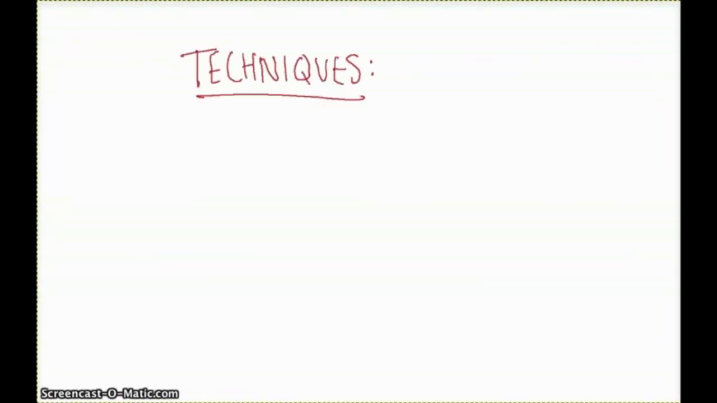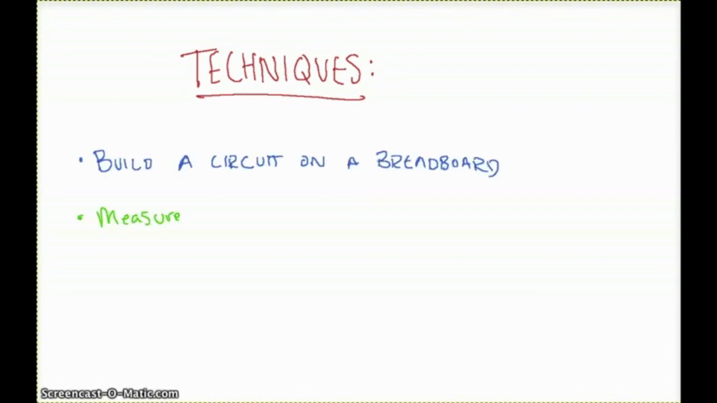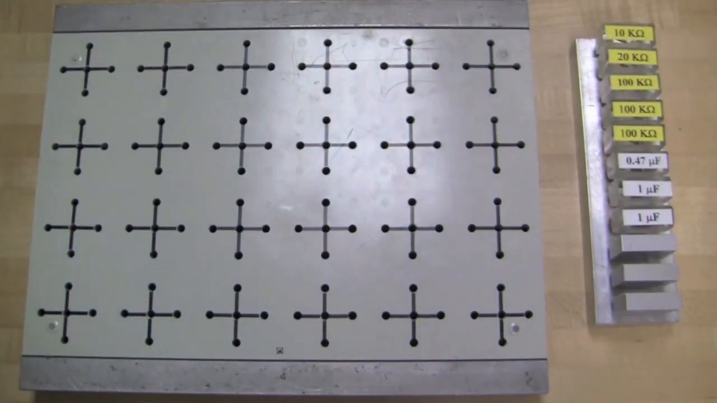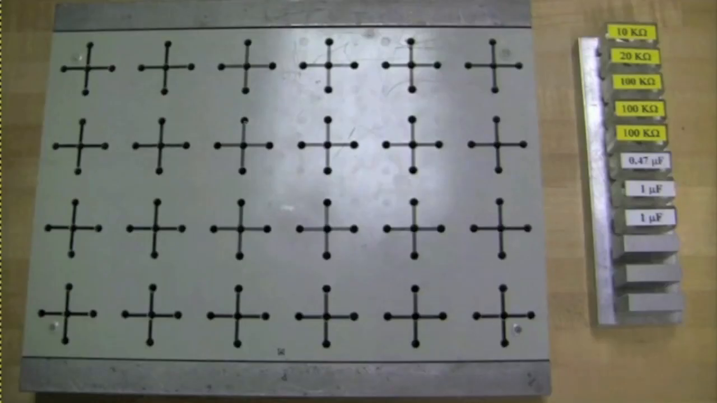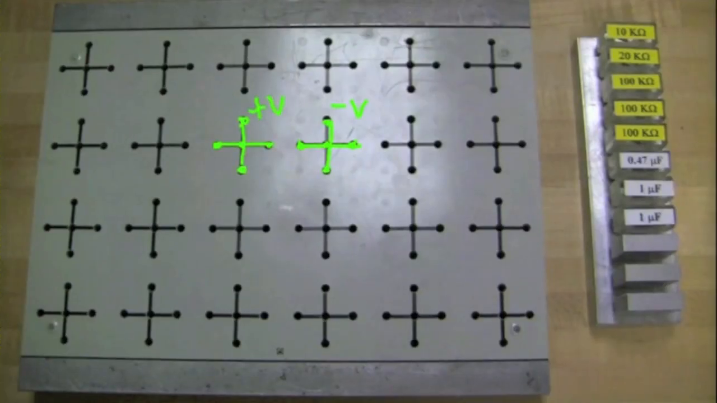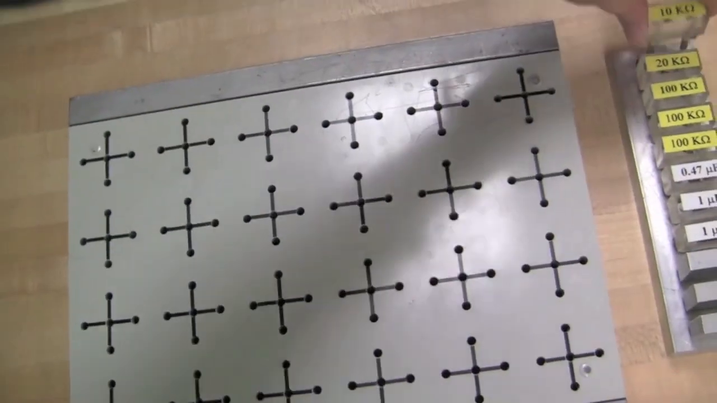To do this, we'll need to be familiar with a few techniques: how to build a circuit on a breadboard, how to measure voltages, and how to measure currents. In this lab, you'll use what's called a breadboard to connect your circuit elements. Each set of holes on the breadboard is electrically connected, so all of the holes in each set are held at the same electric potential.